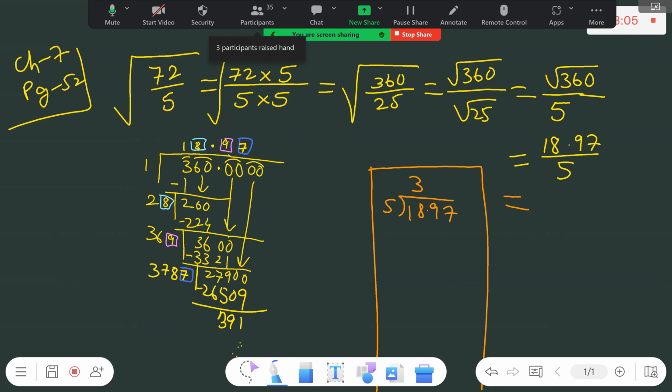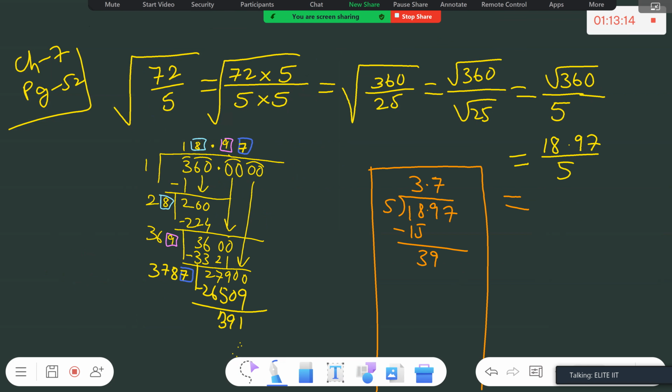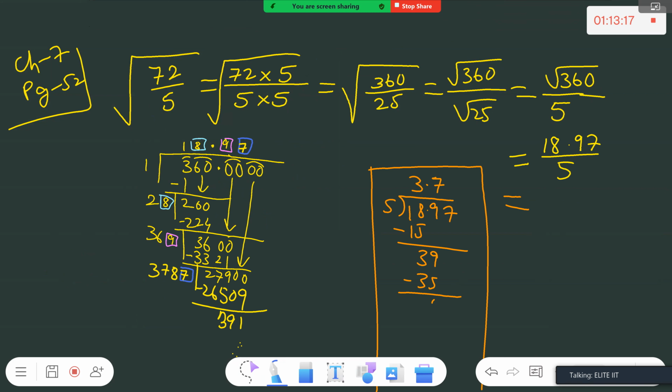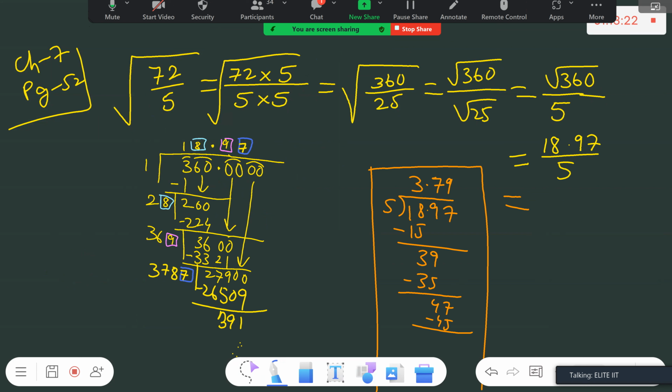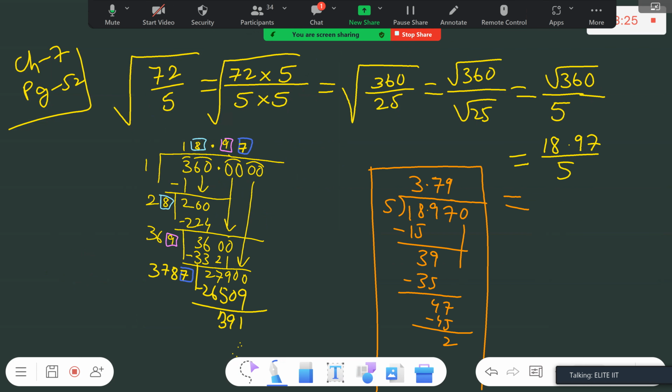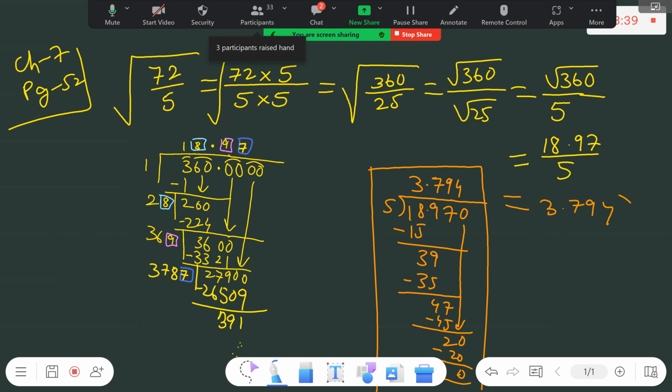18.97 divided by 5. 5 3 15. Bringing down 9. We cross the decimal point. We write the decimal point. 5 into 7, 35. Minus, 47. 5 into 9, 45. Minus, 2. We can add 0. We'll bring down this 0. 20. 5 into 4, 20. Isn't it? So it will be 3.794. This is your answer. Okay? 3.794.